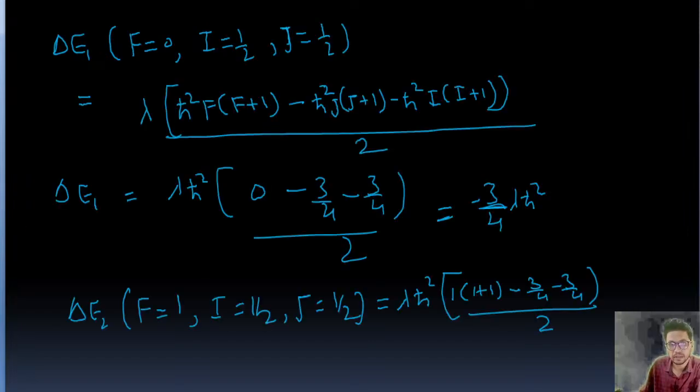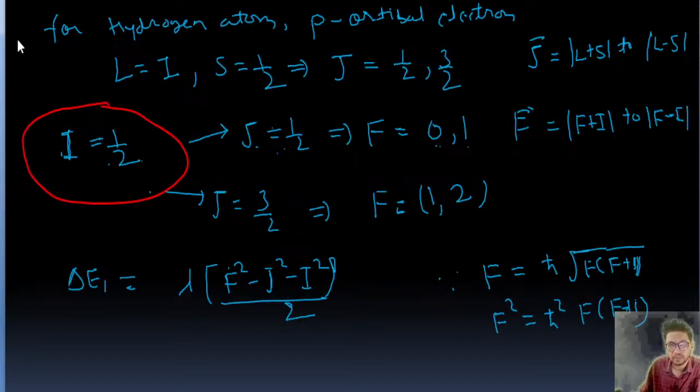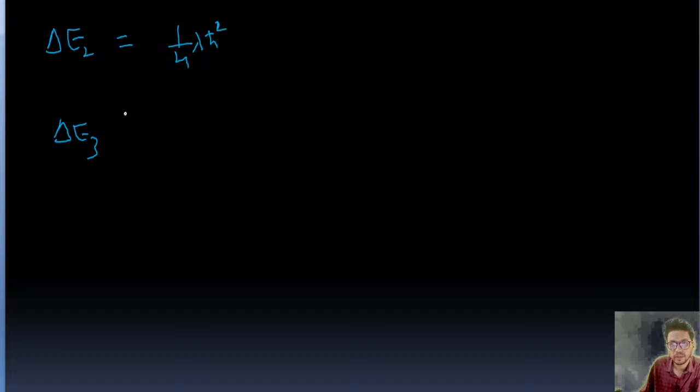Now we'll find delta E3. Delta E3 means here, I equal to 1 by 2, j equal to 3 by 2, f equal to 1. Okay. So this is going to be delta E3, I equal to 1 by 2, j equal to 3 by 2 and f equal to 1.